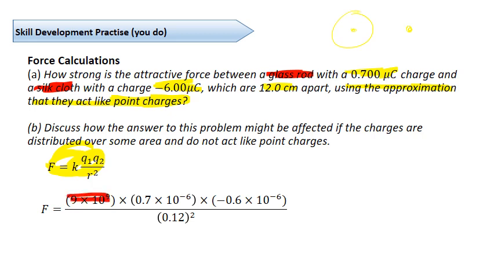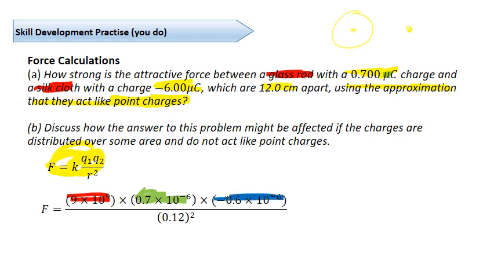We know our K value is 9 times 10 to the 9. We know that the glass rod has a charge of 0.7 times 10 to the negative 6 because it is indeed a microcoulomb. And then the cloth has a charge of negative 6 microcoulombs, and that's where my 10 to the negative 6 comes in.